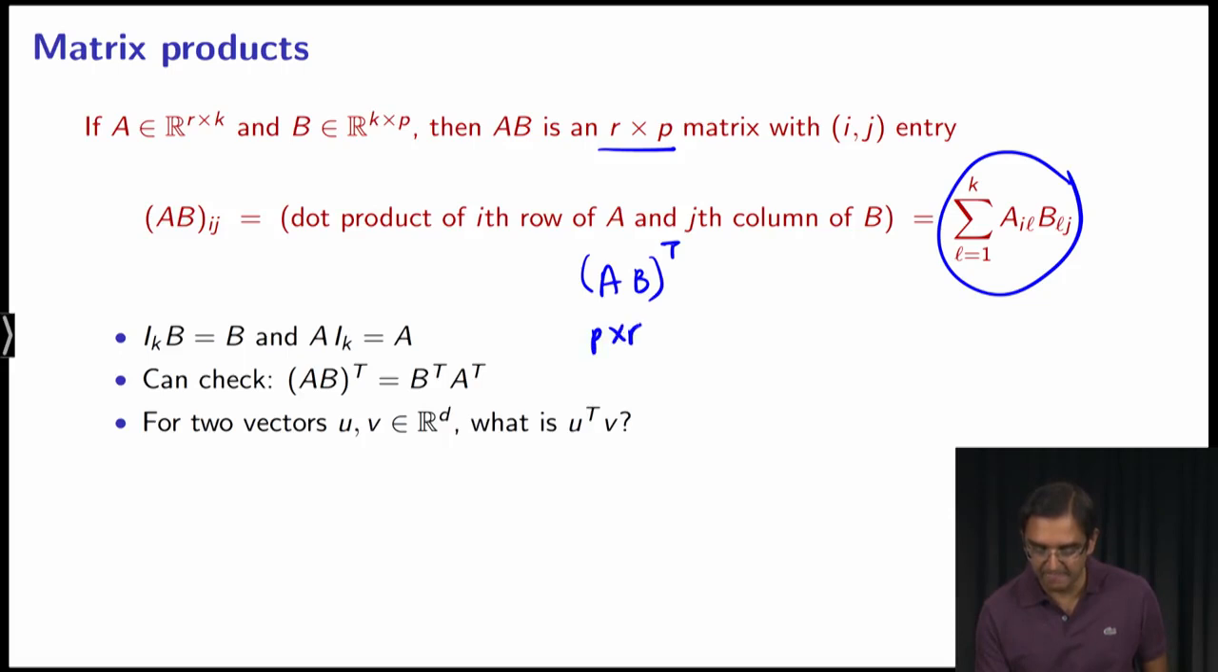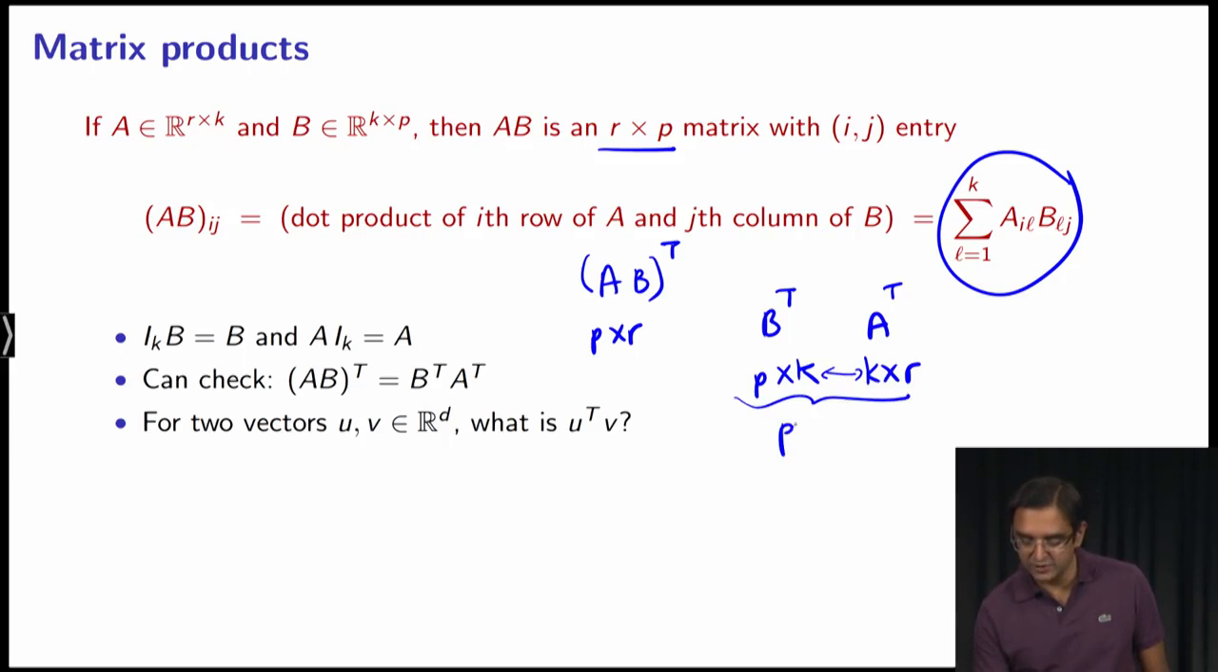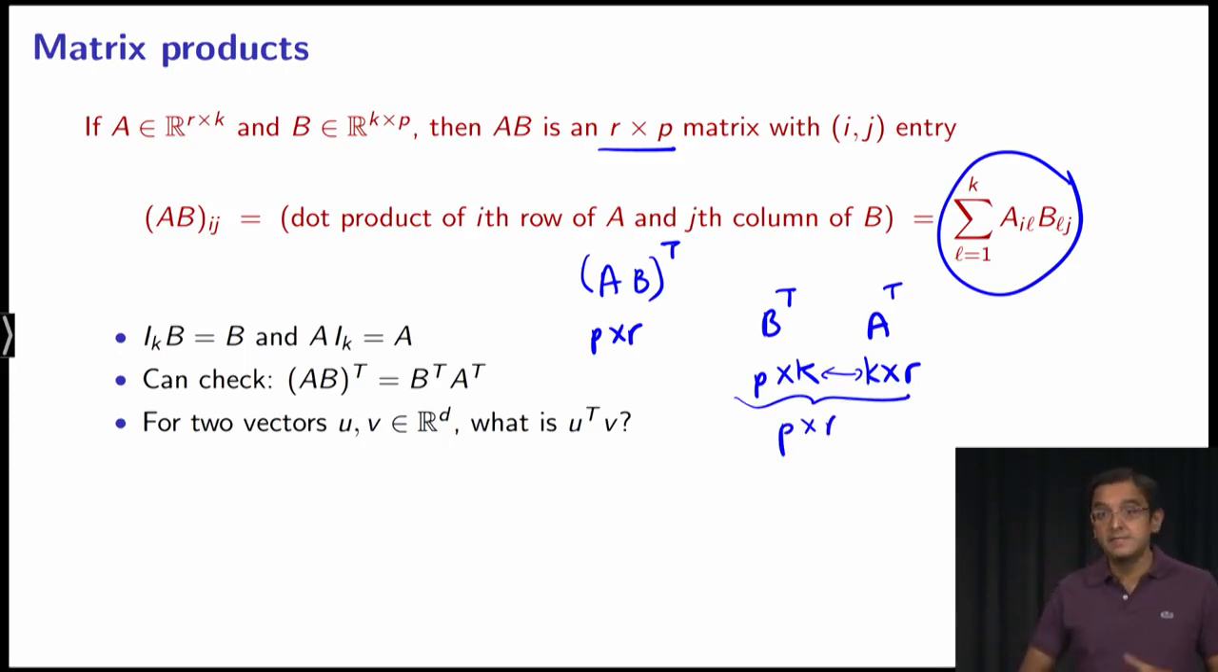Okay. Now let's look at B transpose A transpose. B transpose has dimension P by K. A transpose has dimension K by R. So good, you can actually multiply them since these inner dimensions agree, and the result will have dimension P by R. So at least it's the right size. And it turns out that these two matrices will also be identical.